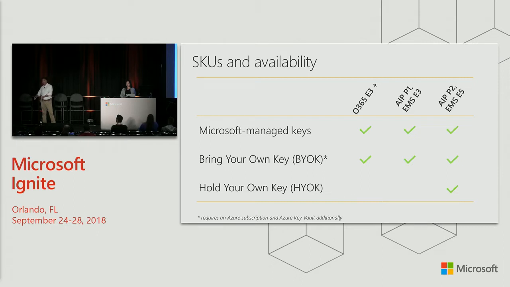It requires the highest SKU, which is EMS E5, M365 E5, or AIP P2. Once we go through this, you will understand why it's kept separately, why it is higher. But the other two encryption options are available to you from the lowest possible SKU, O365 E3 and higher. And there's a reason for this. The reason is we want you to be compliant. We want you to use all the options possible and make you decide what is right for your business. Nothing holding back in that sense.